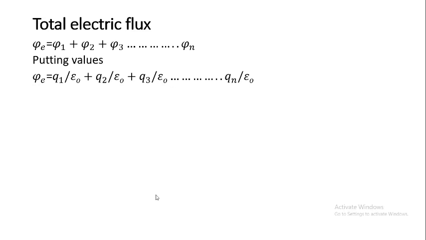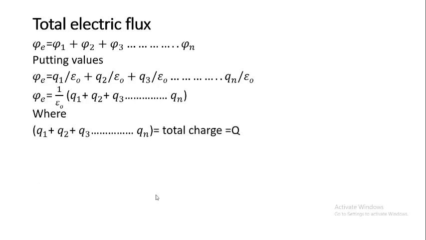Putting the values of electric flux due to each charge, the equation becomes q1 over epsilon naught plus q2 over epsilon naught plus q3 over epsilon naught, so on qn over epsilon naught. We can take 1 over epsilon naught as a common factor. The remaining factor inside the brackets is the sum of all charges, and it is equal to total charge q. We can replace it in the above equation, and the equation becomes phi is equal to 1 over epsilon naught into total charge enclosed.